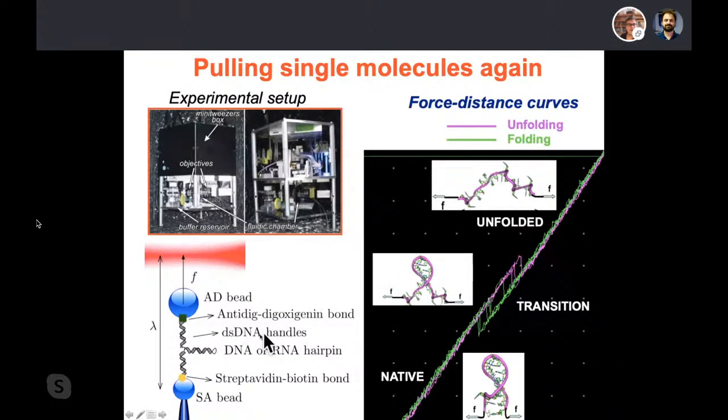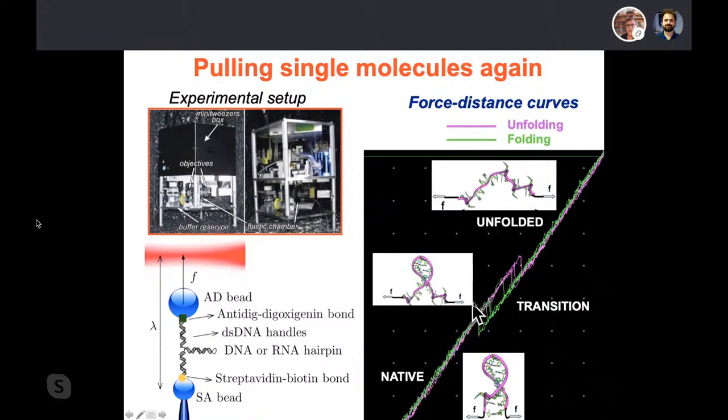I show you here a typical experiment that you do not on a long DNA hairpin, but on a short DNA hairpin, a few tens of base pairs, or an RNA hairpin, also a few tens of base pairs. And you could also do a protein, a few hundreds of amino acids, whatever molecule you want to study. Okay, so here I show you the typical experiment in a DNA.